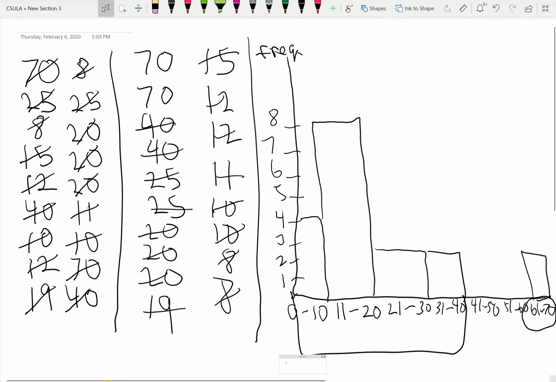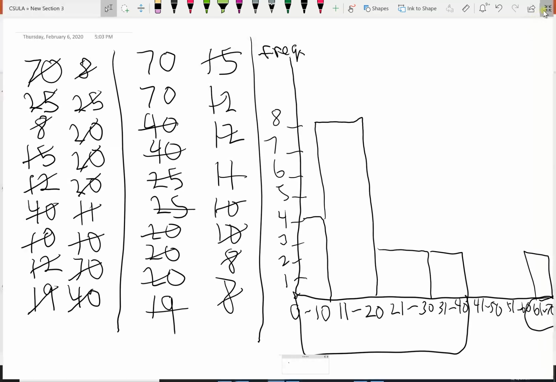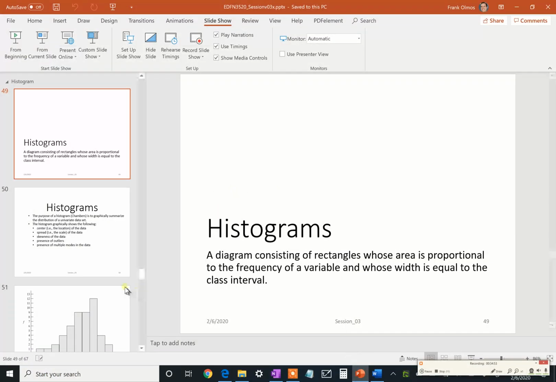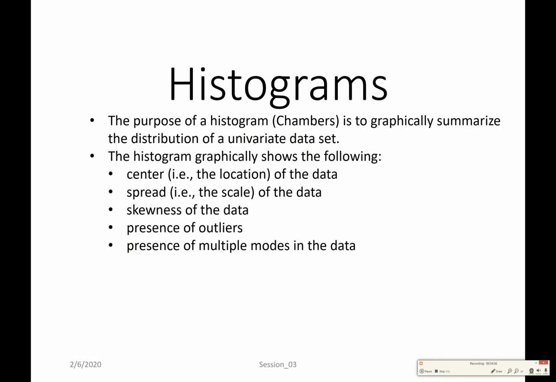So let's see. Personal questions to come later, I'm kidding. All right, so the purpose of a histogram is this: those bars that I drew are chambers to graphically summarize the distribution of univariate data. In this case, univariate is just a single variable. A histogram graphically shows the center, the spread, the skewness, the outliers. It could be multiple modes. We'll talk about modes as well.